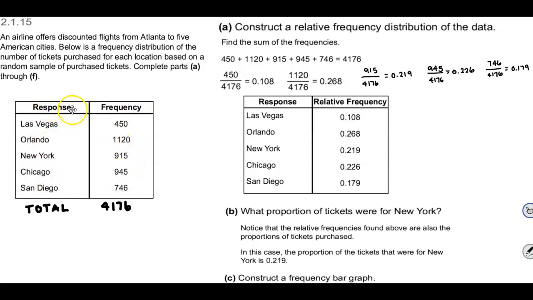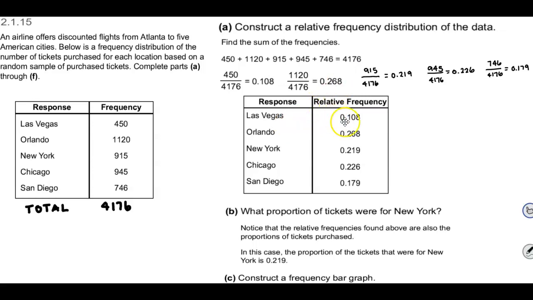Now the first column is the response, which are these cities. And the frequency is the number of tickets purchased for each location. Now in order to construct a relative frequency distribution of the data, we first need to find the sum of all the frequencies. So we're going to have to add these all up to get that total. So we're going to add up those numbers and get a total of 4,176.